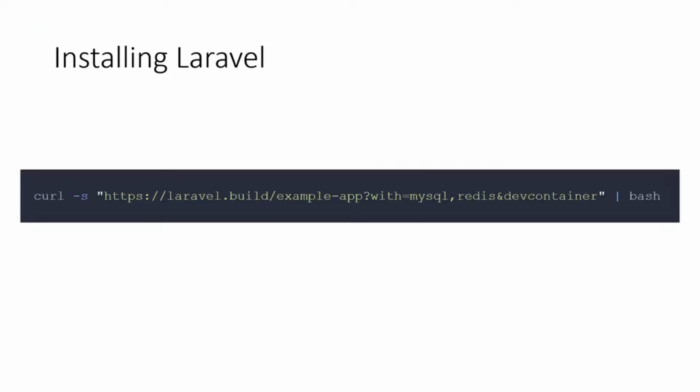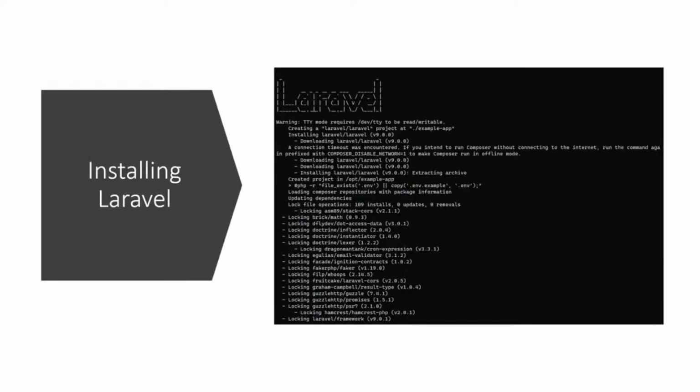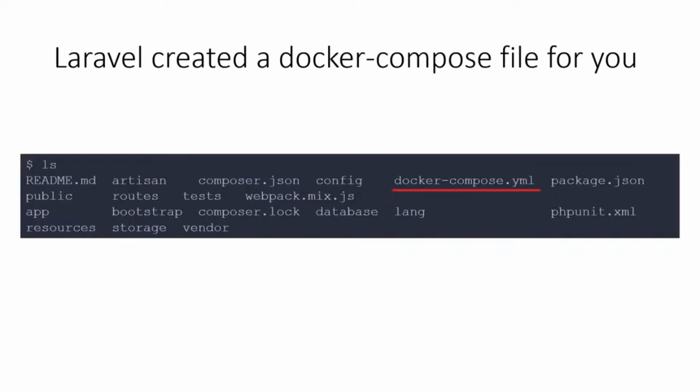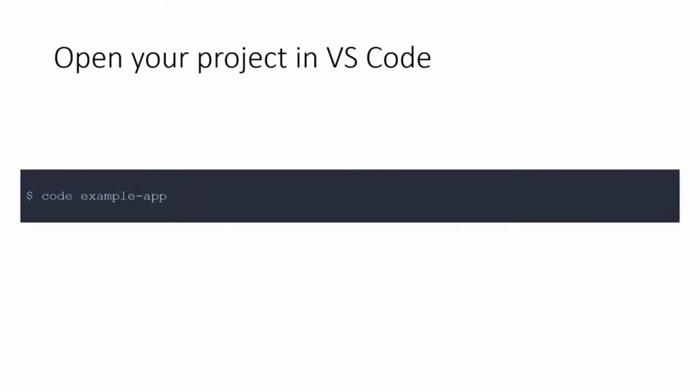To get started with your project, run the command on screen to install Laravel and all its dependencies. The command specifies that your application uses MySQL, Redis, and PHP. Also, that you want to use Dev Containers. Thanks to Laravel, you don't have to worry about installing any of these services. Laravel will configure these services automatically for you using Docker files. Now it's time to start working on your application. Run the command on the screen to open your new project inside Visual Studio Code.